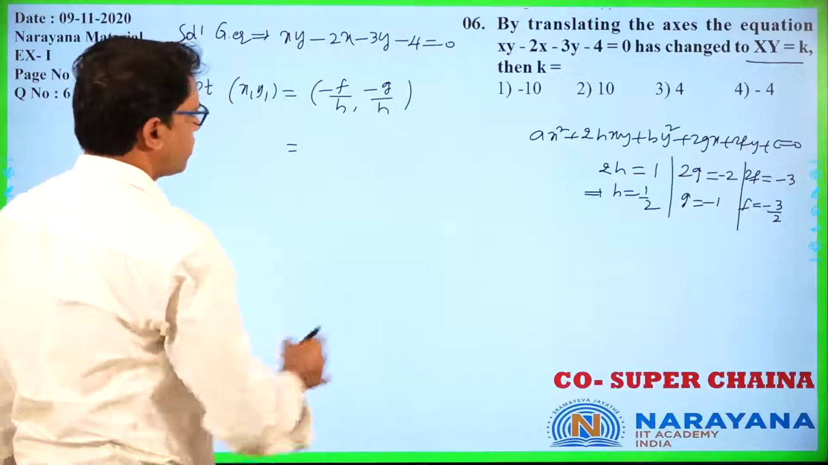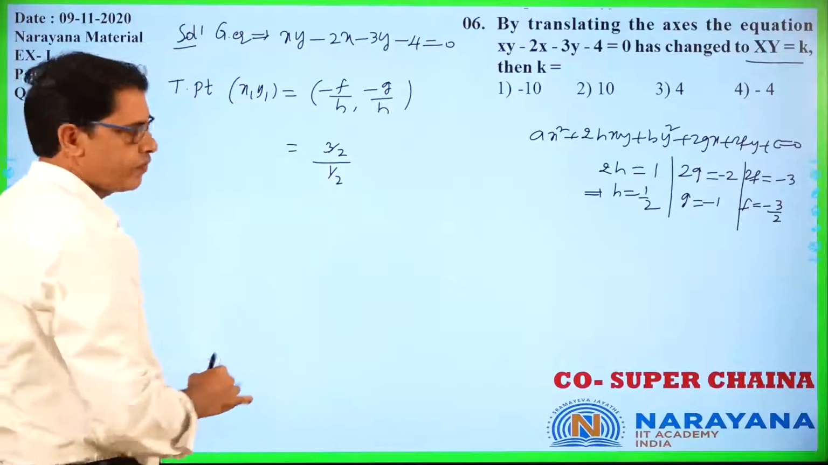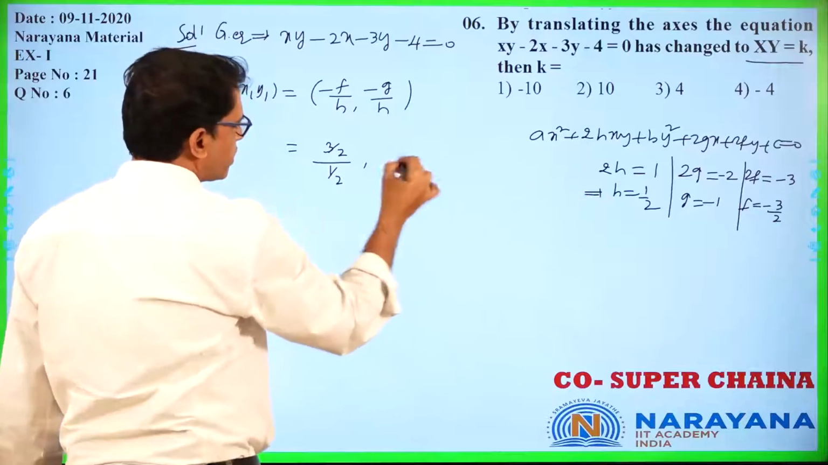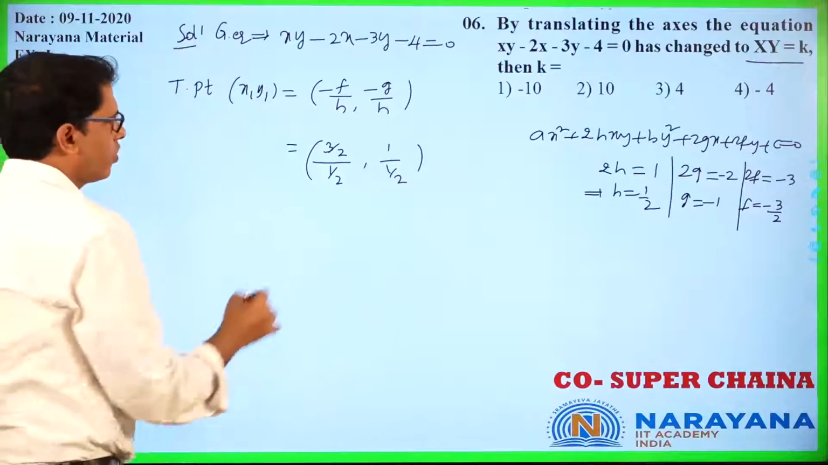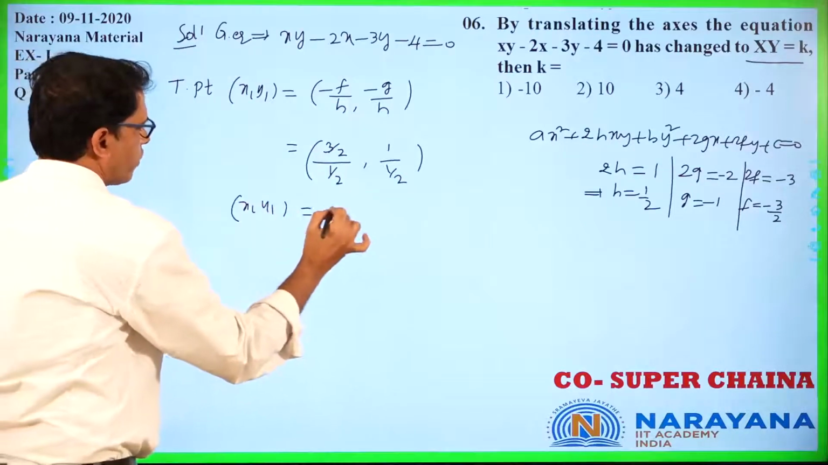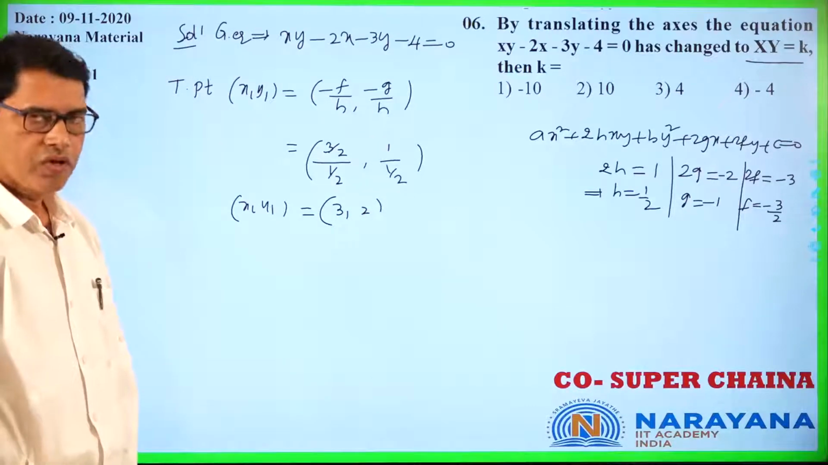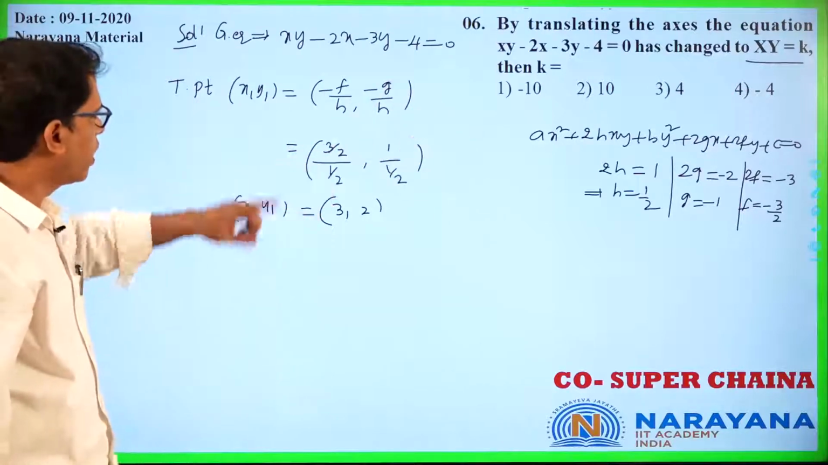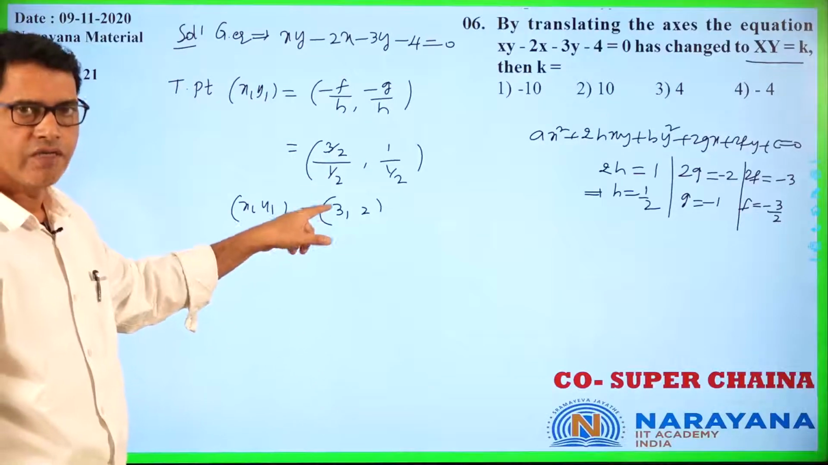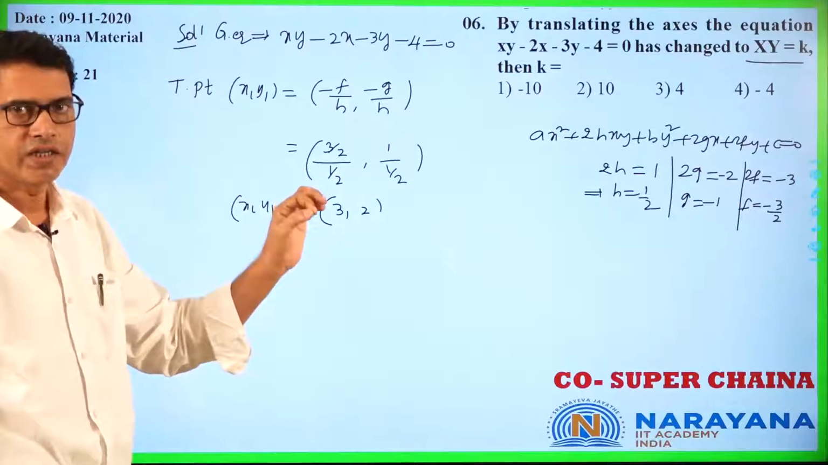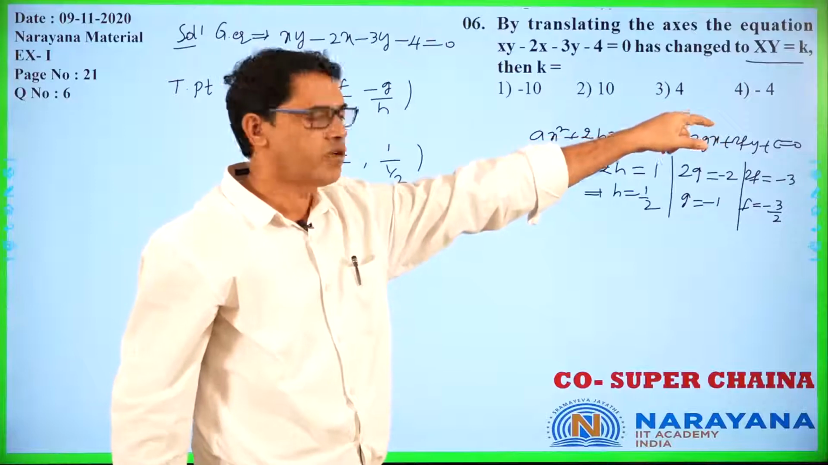Minus f by h: minus of minus 3 by 2, divided by half, gives 3. Then minus g by h: minus of minus 1, divided by half, gives 2. Therefore x1, y1 equals 3, 2. Now back to the question. If we translate the axis to this point, the first degree terms get eliminated. The transformed equation is given, and the unknown value is k. We have to find the k value.